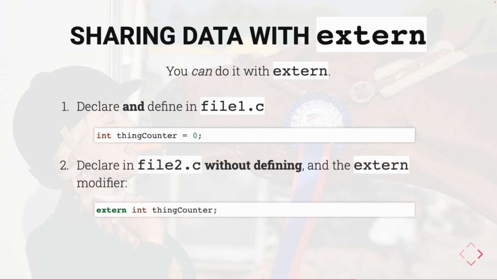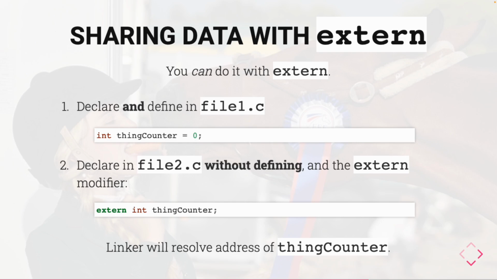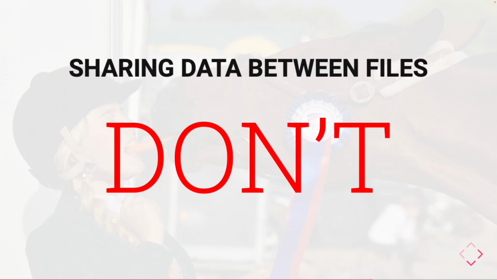So then when you want to do something illegal and evil and bad, you declare that thing again without defining it and use the extern modifier, saying that thing counter is external to file2.c. And then from there, the linker will do its thing. It'll know that thing counter in file2.c exists somewhere else. Eventually, it'll find thing counter in file1.c and link them. Don't do this.